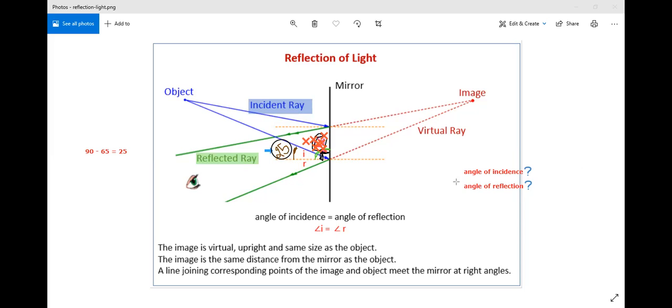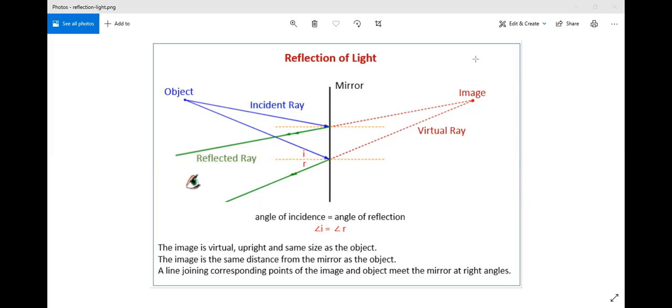How much is the angle of reflection? Also 25, because the angle of incidence is equal to the angle of reflection. Who still didn't get it yet? Now I'll draw a new one: the image of the object.